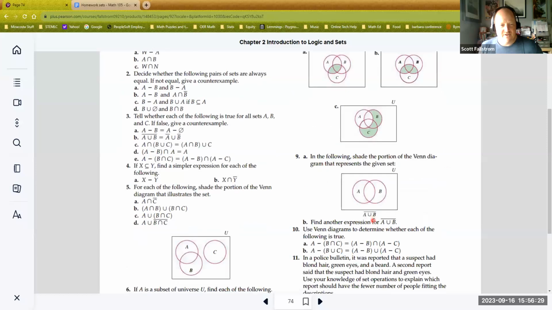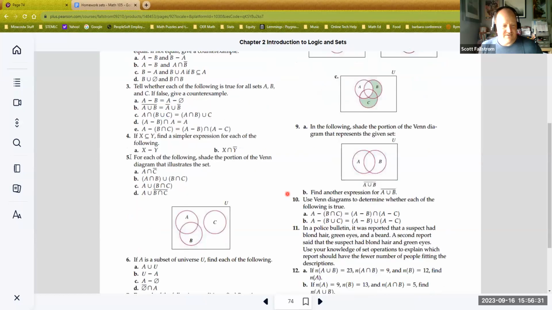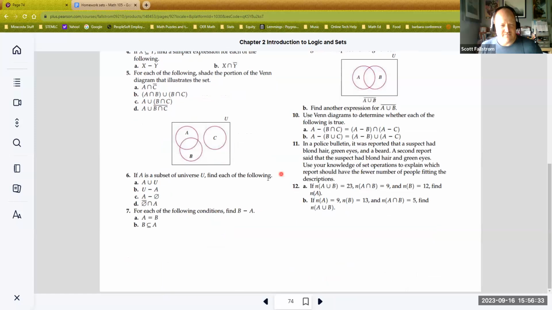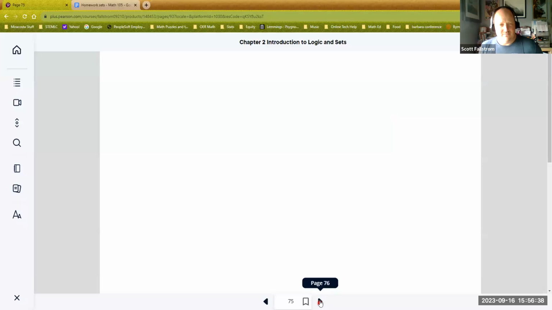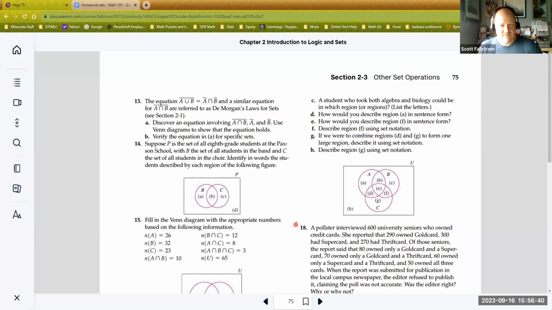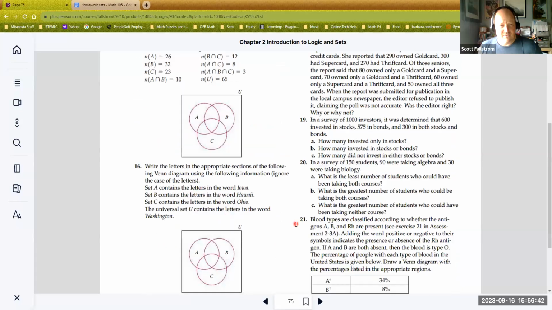Let's see here, 2.3, very similar questions. I'm pretty sure I did one with 5 and 7. I think were the questions I did on that one. All right. And that's about it here.